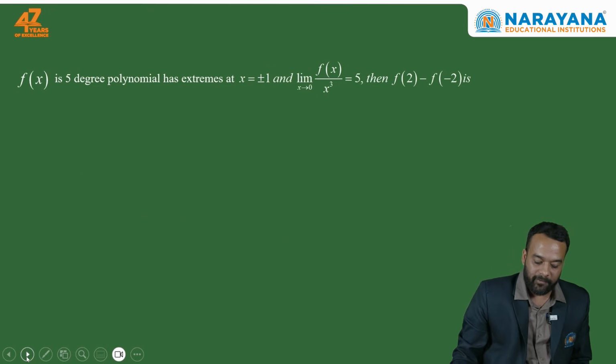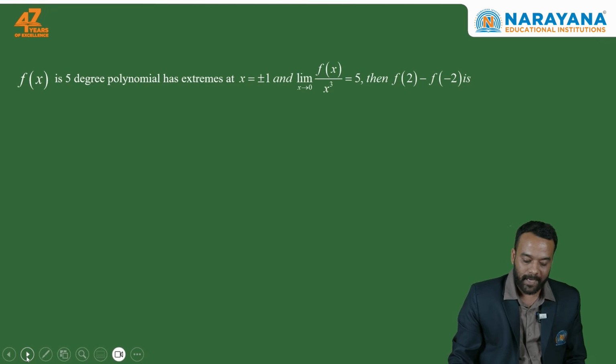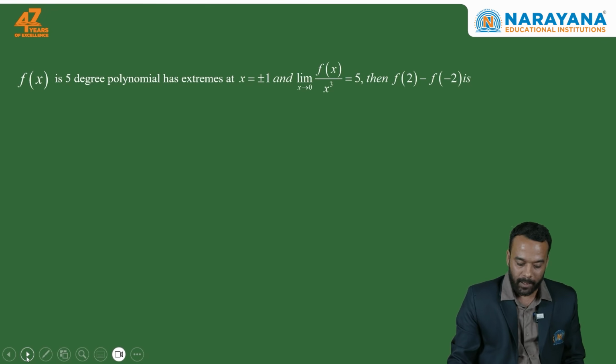f of x is a 5-degree polynomial, has extrema at x equals plus and minus 1, and the limiting value of f of x by x cube when x tends to 0 is equal to 5. Then they are asking about f of 2 minus f of minus 2. So we can see that this question is a mixture of application of derivatives and limits.